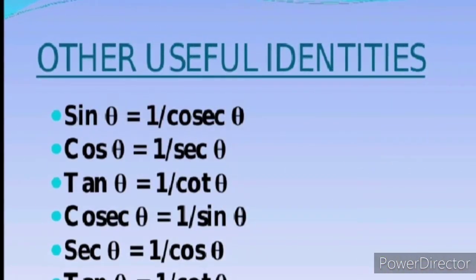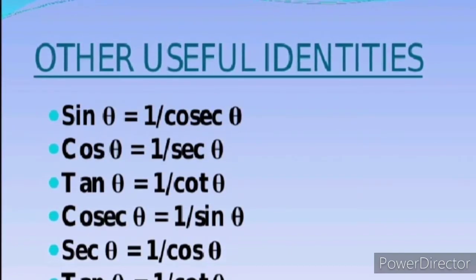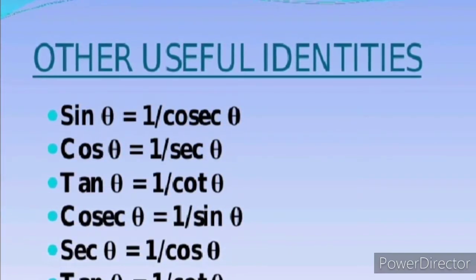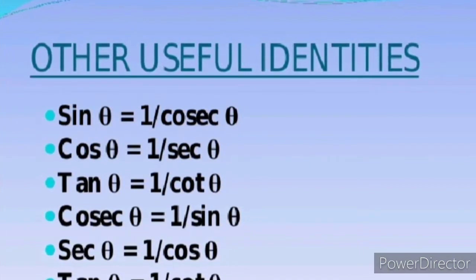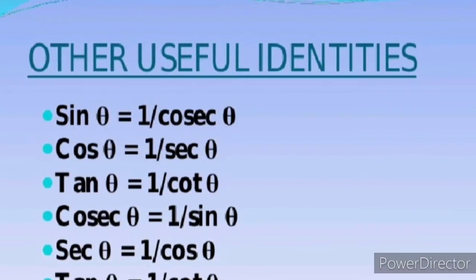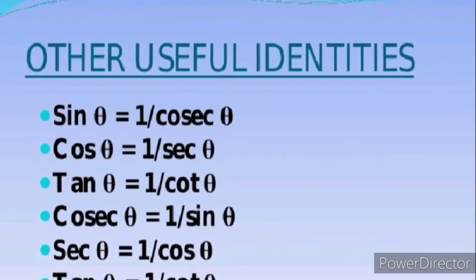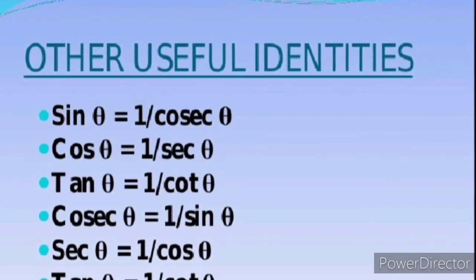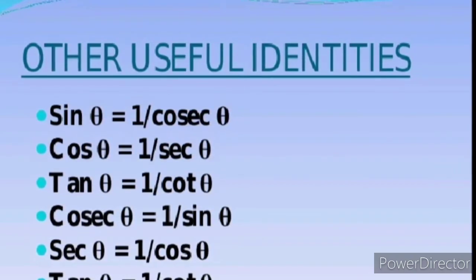Other useful identities. Sin theta is equal to 1 by cosecant theta, cos theta is equal to 1 by secant theta, tan theta is equal to 1 by cot theta, cosecant theta is equal to 1 by sin theta, secant theta is equal to 1 by cos theta, cot theta is equal to 1 by tan theta. These are also called, children, multiplicative inverse of given trigonometric ratios.